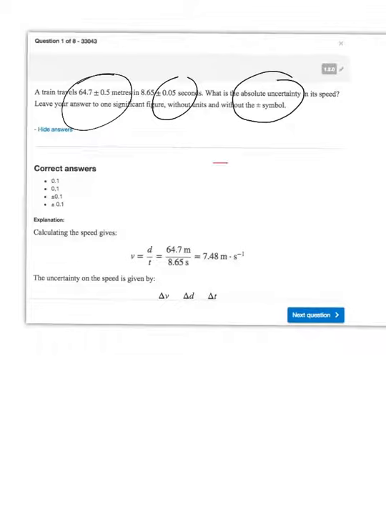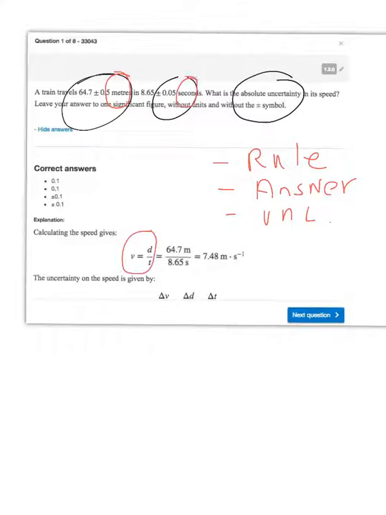Step 1. Remember the rule. Step 2. Work out the answer first. Step 3. Deal with the uncertainties. In this case, the rule would be relevant to a division. We have a train travelling a certain amount of meters in a certain amount of time. So we're dealing with velocity equals distance over time.